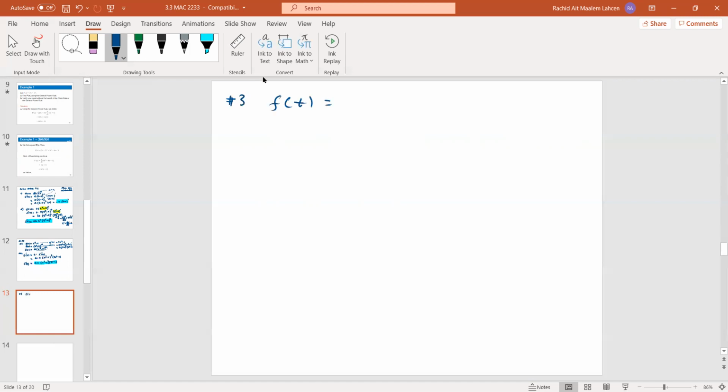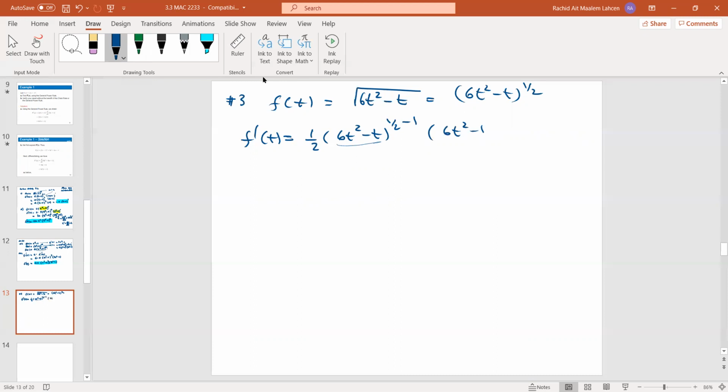f of t is the square root of 6t squared minus t. We learned that this is the same as to the power 1/2, the 1/2 power. So similarly, if you want to differentiate with respect to t, you do the power rule combined with the chain rule. So you see the inner part not changed, but 1/2 minus 1 times the inner part derivative.